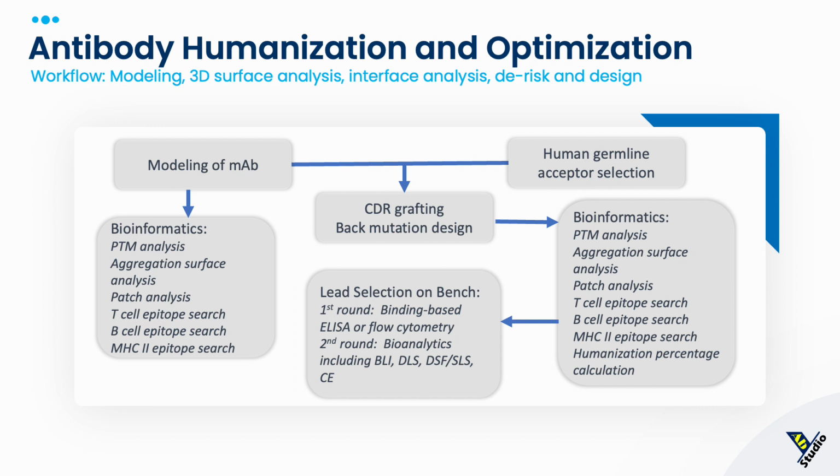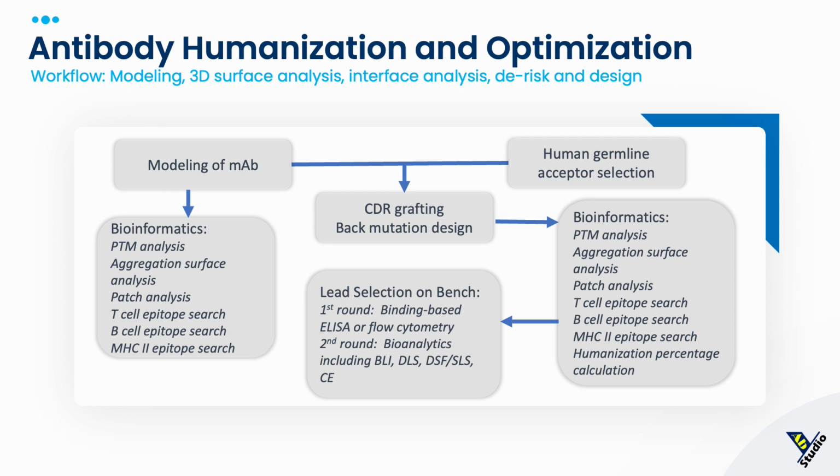Then we will analyze how many T cell epitopes, B cell epitopes, MHC epitopes, and antigenicity epitopes there are on the 3D structure of the non-human FV, and then also analyze how much aggregation surface, how many positive patches, negative patches, hydrophobic patches, and post-translational motifs there are on the 3D model of the FV structure from the parental antibody. The design process will be attempting to remove or minimize immunogenicity epitopes while also reducing aggregation surface, positive patches, negative patches, and attempting to remove post-translational motifs.